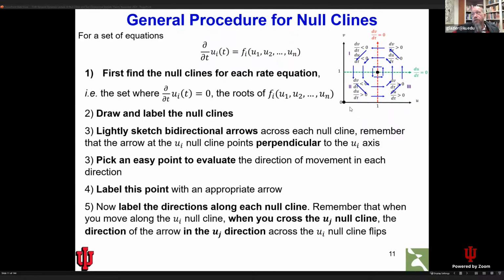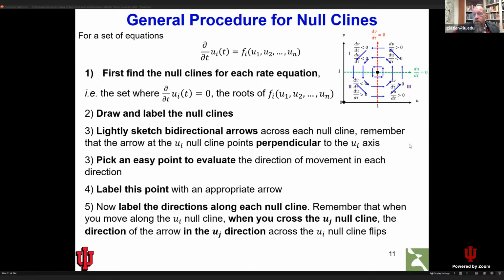It could be (0, 0), or (0, 1), or (1, 1), anywhere where the direction of movement is easy. Actually, we don't really want (1, 1) because there it's 0. And we draw that direction and we label it with an arrow. And then we derive all the directions across each null-cline.